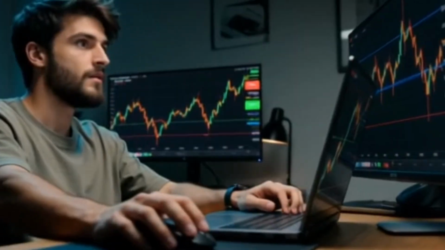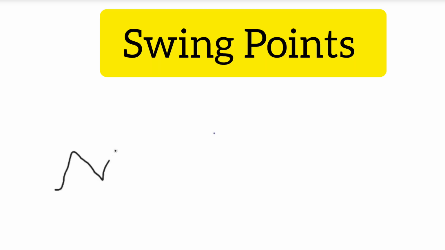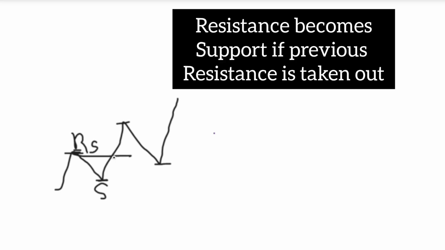So sometimes support and resistance is not what you see. Example, you're having a market structure. Remember, market structure consists of swing points, swing highs and swing lows. So this is a swing high, swing low, swing high, and swing low. Remember, price was moving up. It reached a resistance. Moving down, it finds a support. When price grabs this resistance, it will become a support. Then price goes up to create another resistance.